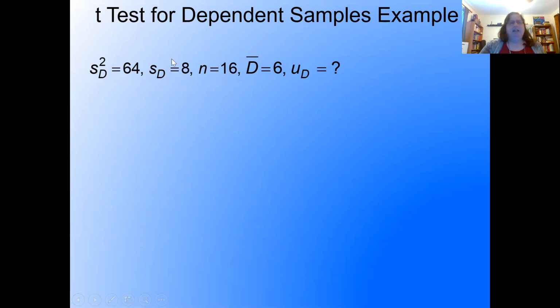How did I get that? Well, if you realize that this is the variance, and that's 64, then to get the standard deviation, I just take the square root of the variance, and you would see that this is 8, because 8 squared is 64, or the square root of 64 is 8. And then finally, we have mu d. And remember, mu d always has the same value. And what is that value? 0. Yes, it's 0.